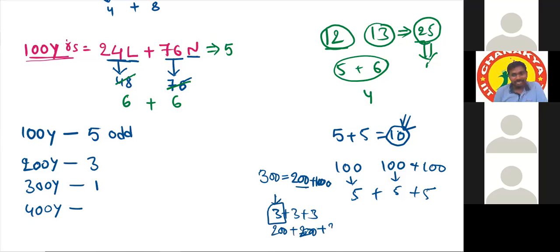200 plus 200 plus 200, it will be 600, correct? Then you are finding it for 600 years, not for 300 years. Okay, sir, understood. Tell me, 400 years consists of how many odd days? 6, sir. So it will be 6 for 400.